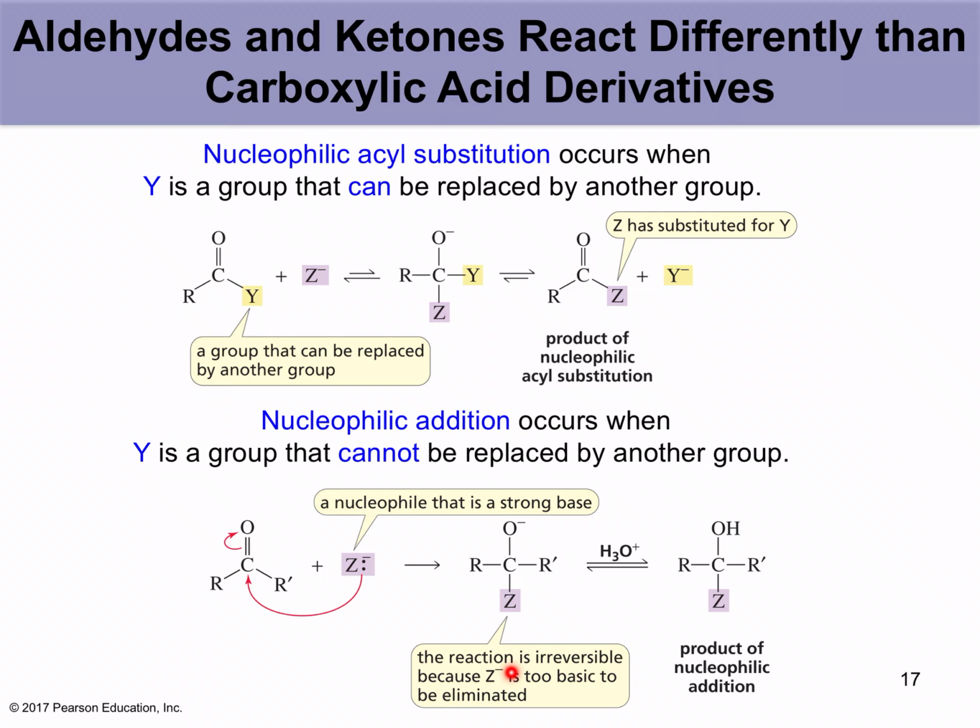The reaction is irreversible. Once the Z is formed, it cannot go back. You cannot remove Z easily. Z is too basic to be eliminated, like your hydroxide. Remember, it's difficult to eliminate hydroxide, but if you make it a water molecule, it's possible. So if it cannot be removed again, then the product is the nucleophilic addition product. So these two can occur with carbonyl groups and a nucleophile. One of the products would be nucleophilic substitution, the other one would be nucleophilic addition.